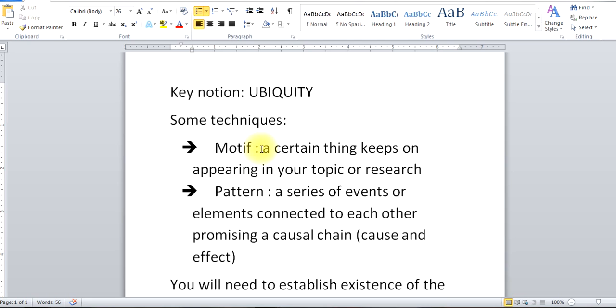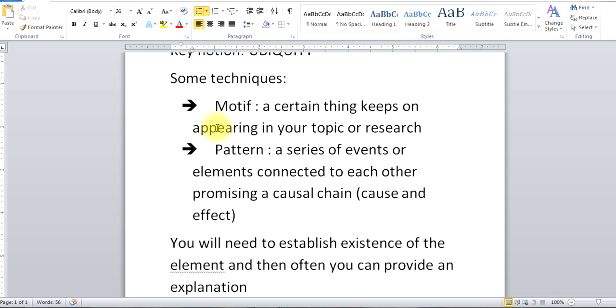Now, a motif is not going to be a series of events or elements linked together. It's just going to be one thing that keeps on popping up. Now, I know we can talk about one series of events, but ultimately it's plural. A motif would be just one event or one element. We'll look at some examples in a little bit, but just one thing or one event that keeps on happening, not a series at once.